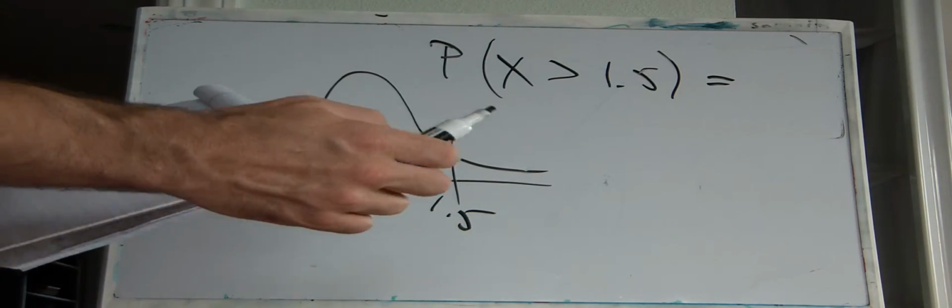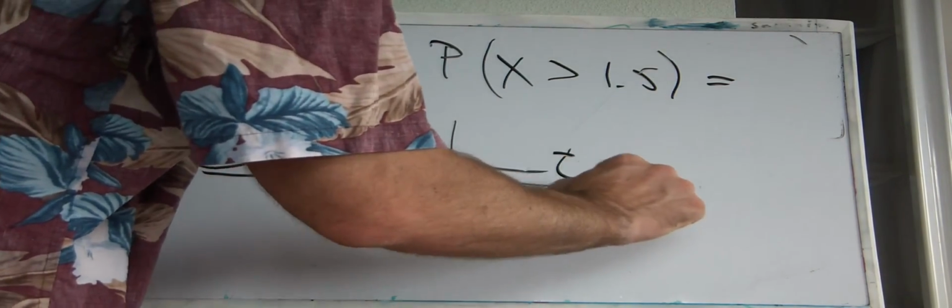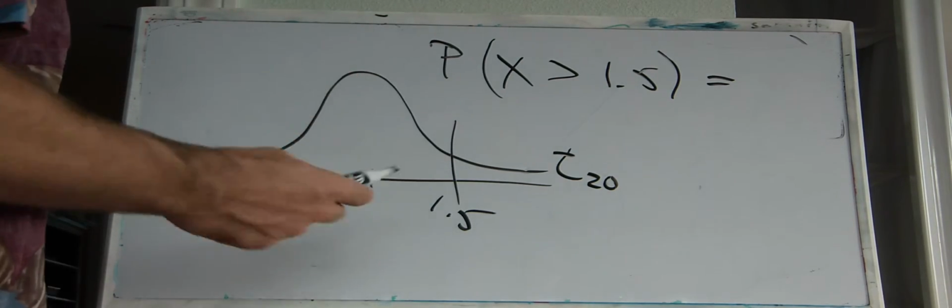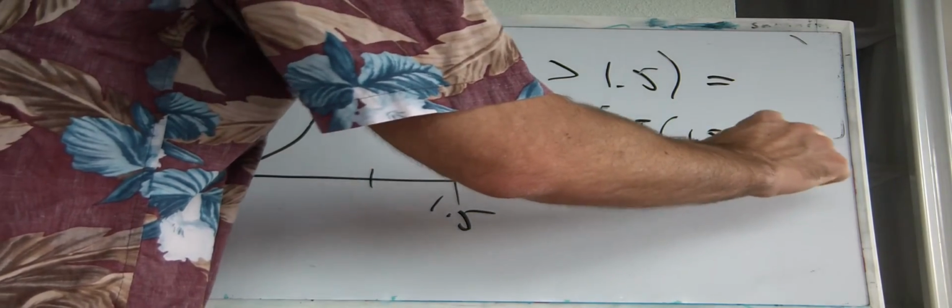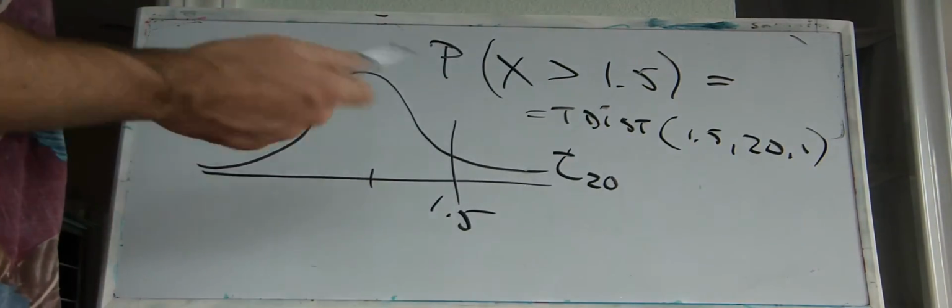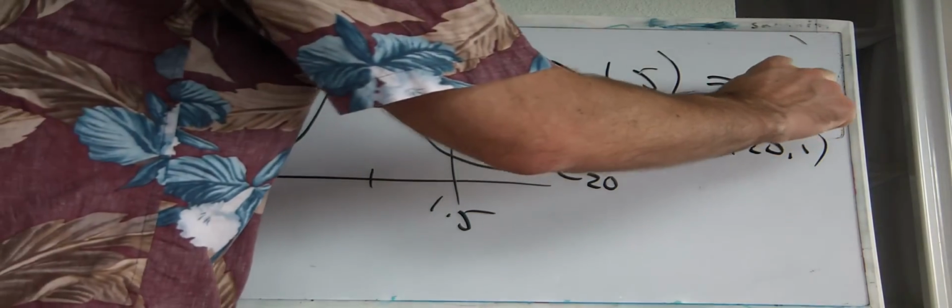So if I have a t-distribution, and I've got 20 degrees of freedom, and I'm at 1.5, the question is, what is the probability that a variable from a t-distribution is greater than 1.5? And this is for t with 20 degrees of freedom. So just ask Excel, t dist 1.5, 21, and it'll tell you the answer, which is about 7.5%.